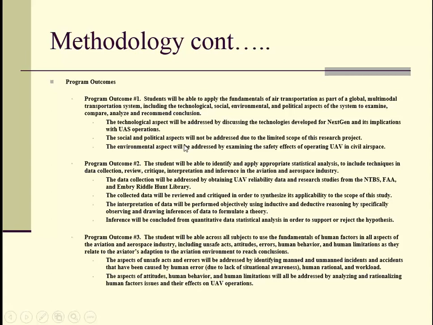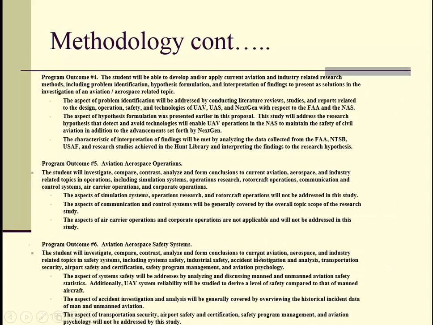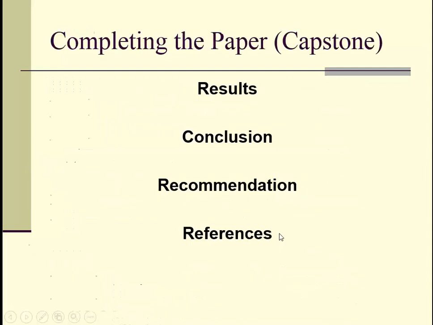So this one is addressing program outcome one, program outcome two, program outcome three, four, and then this particular paper addressed program outcome 5 and 6, aviation aerospace operations and aviation aerospace safety systems. And so it's really not that hard to come up with a good methodology. Then when you get to your capstone, you're going to analyze the results, form a conclusion, and prepare some recommendations. Make sure, as in this class, all your references are APA cited, and you'll be on top of everything.